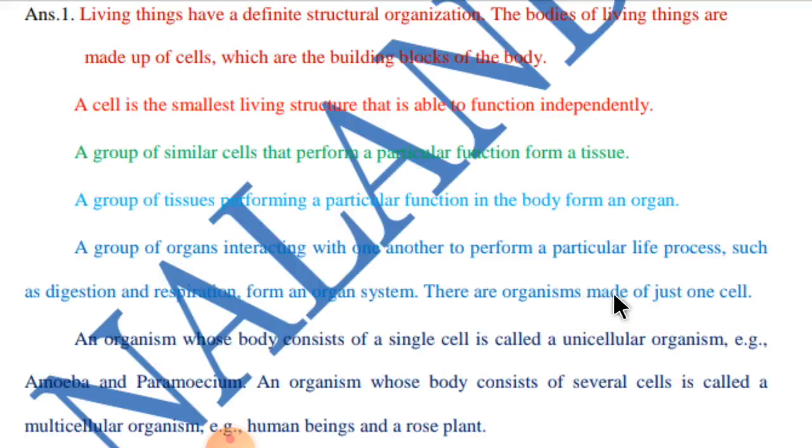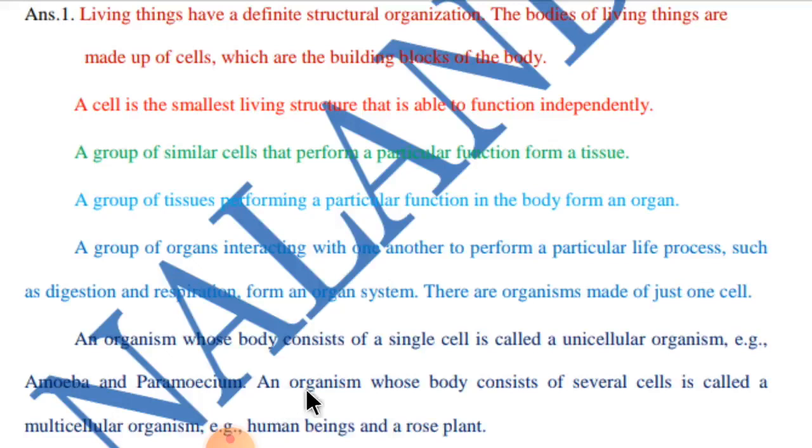There are organisms made up of just one cell. An organism whose body consists of a single cell is called a unicellular organism. For example, amoeba and paramecium.